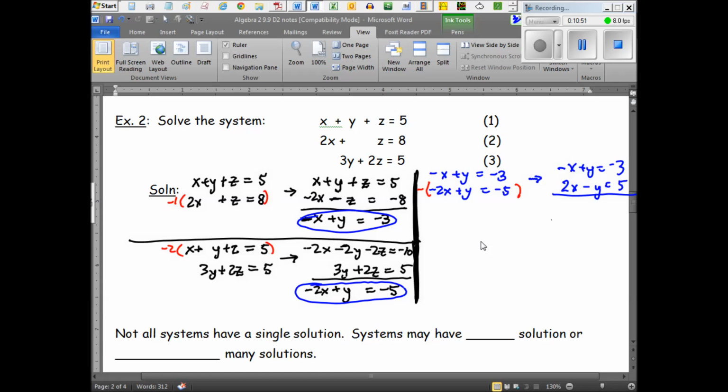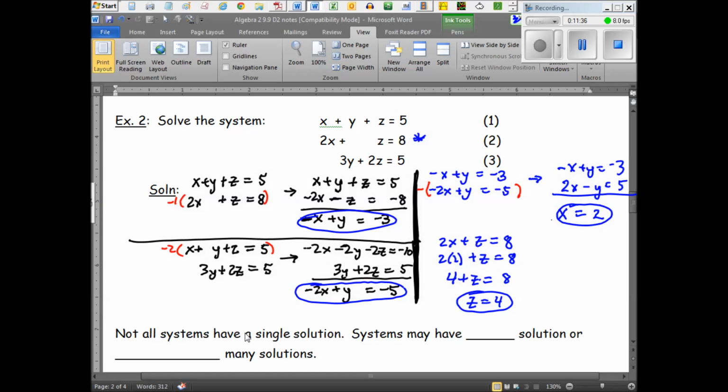We can add those and we get x equals 2, right? Okay, now let's go back and plug that into this equation here, because this one has an x in it and a z. So we would say 2x plus z is 8. And we just discovered that x is 2. So it turns out that 4 plus z equals 8, and z equals 4.